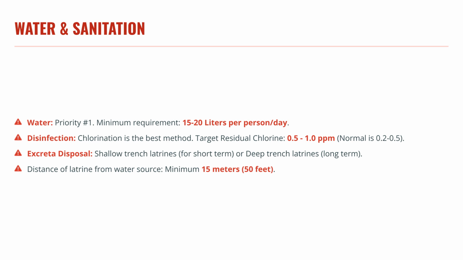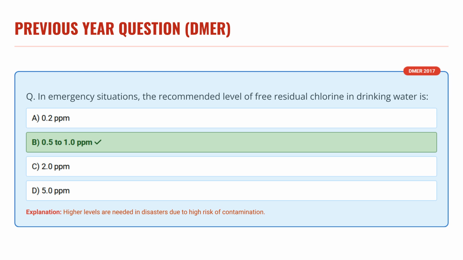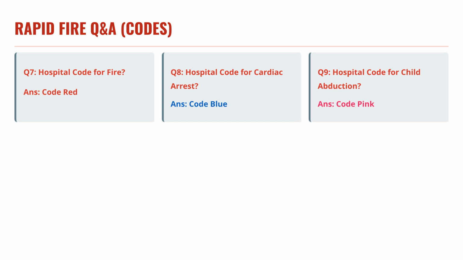Water and sanitation are priority 1. The minimum water requirement is 15 to 20 liters per person per day. Chlorination is the best disinfection method. In emergency situations, the recommended free residual chlorine level in drinking water is 0.5 to 1.0 ppm due to the high risk of contamination. Quickly review hospital codes: code red for fire, code blue for cardiac arrest, and code pink for child abduction.